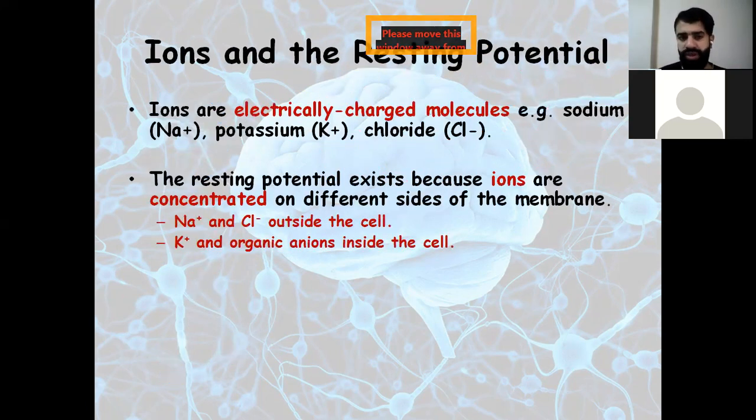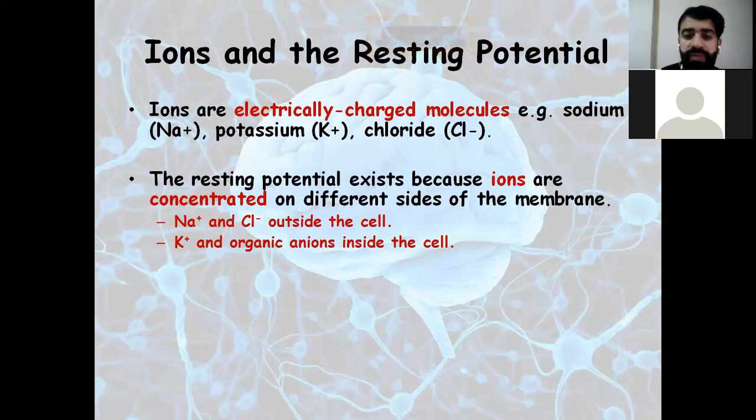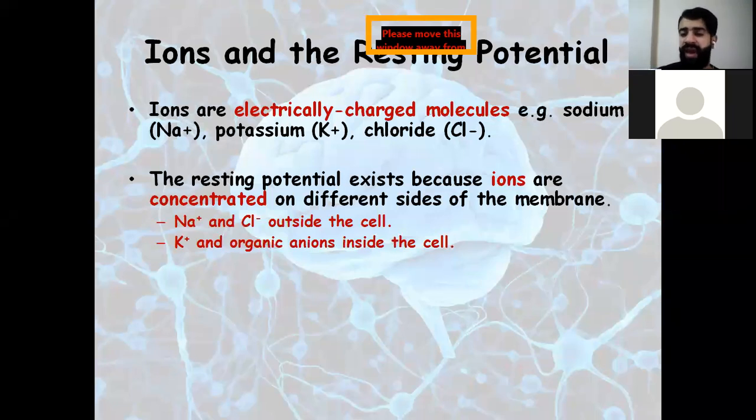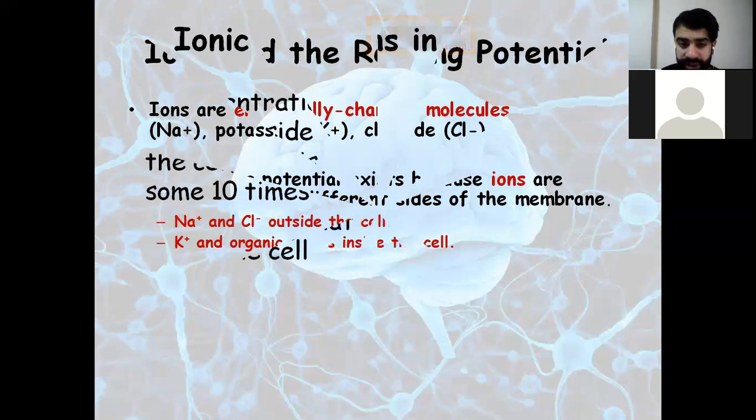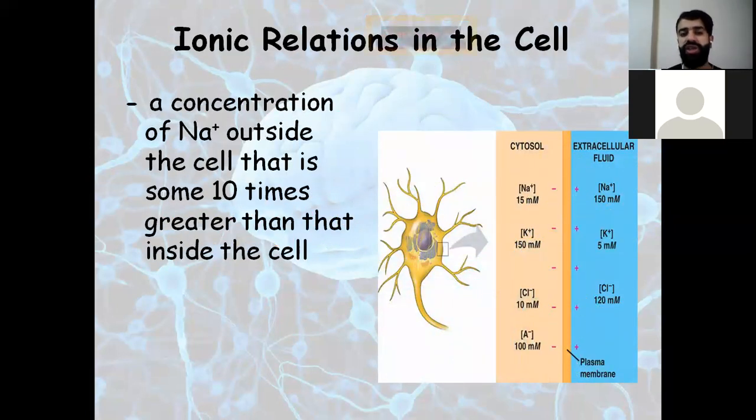So, ions and resting potential. Ions are electrically charged molecules, like for example sodium, Na plus, potassium, K plus, and chloride, Cl minus. All of them are electrically charged molecules. The resting potential exists because of these ions. These ions are concentrated on different sides of the membrane. Na plus and Cl minus are concentrated outside the cell, while inside the cell we have the K plus potassium ions.